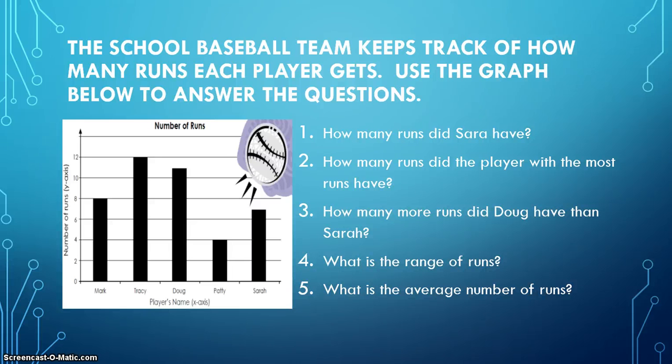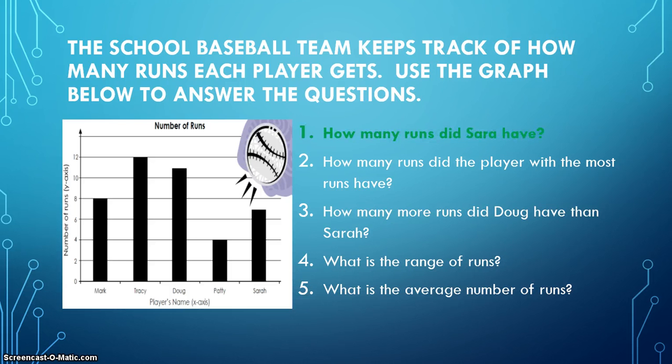As you can see, the title of the graph is number of runs. The x-axis is labeled players' names, and the players' names are Mark, Tracy, Doug, Patty, and Sarah. The y-axis is labeled the number of runs. So each bar indicates the number of runs for each player. So we're going to use this bar graph to answer each and every one of those questions.